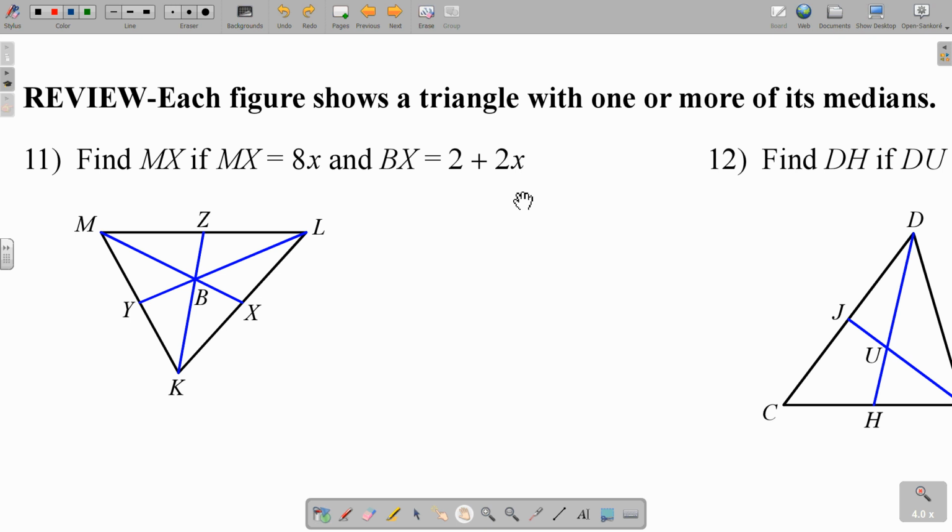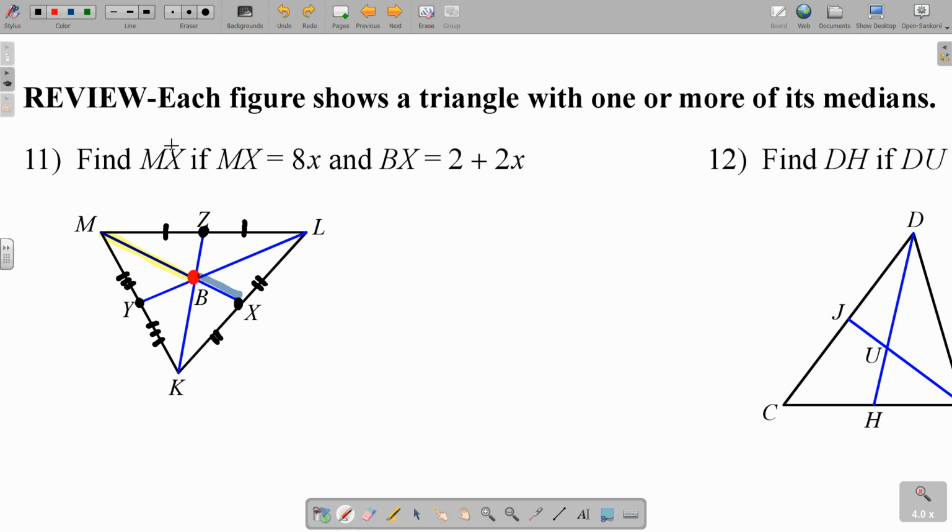11 and 12. Says for each figure below shows a triangle with one or more of its medians. So on the left here, if this is a median, that's a midpoint, midpoint, midpoint, which makes this red dot be the centroid, which means from here to here, the yellow is twice as big as the blue. Keep that in mind.